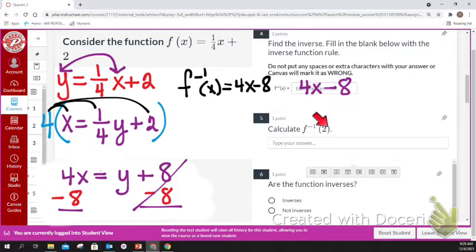For number 5, use your inverse function. Because this has this little -1, that means use your inverse function, substitute in a 2. So use your calculators to find what you get when you substitute in a 2. And whatever you get, that is your answer to number 5. So go ahead and do that.